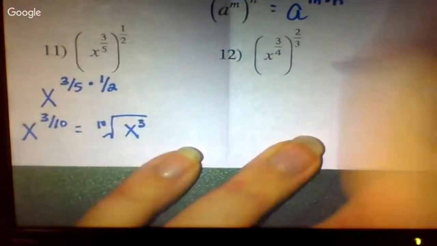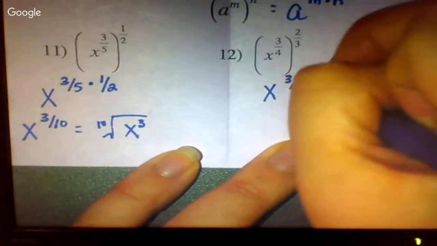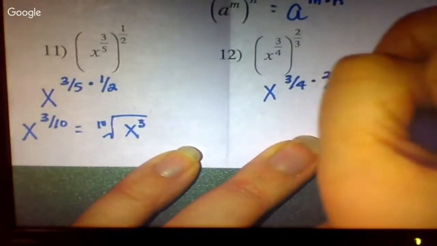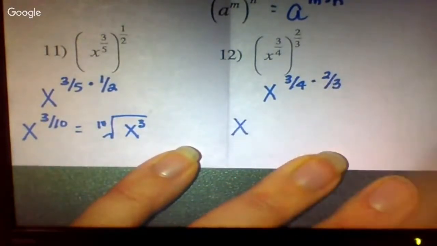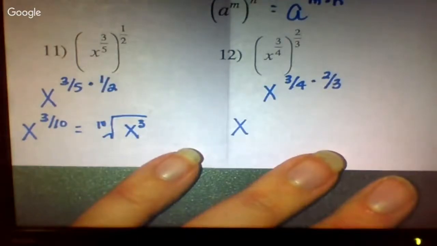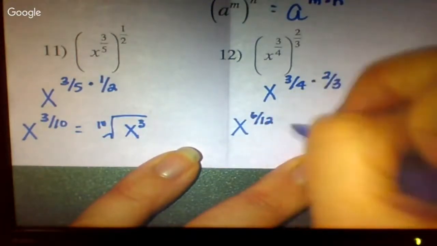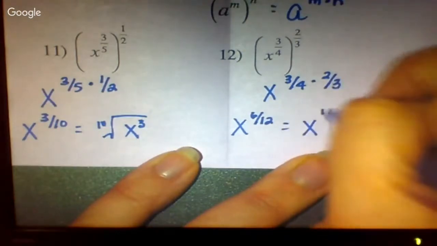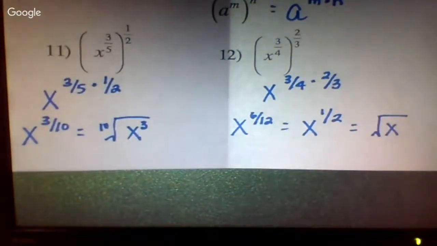Okay. Number 12. We get x to the 3/4 times 2/3, which becomes x to the 6 over 12, which reduces to 1/2. So it can just be the square root of x. Raising something to the 1/2 is just taking the square root of it.